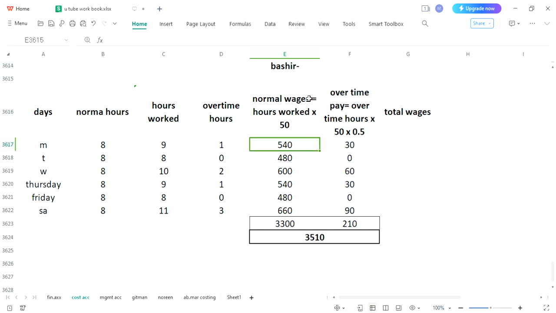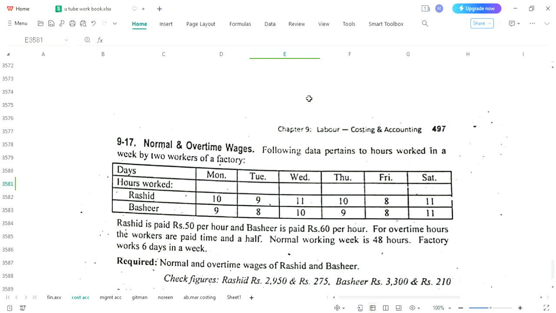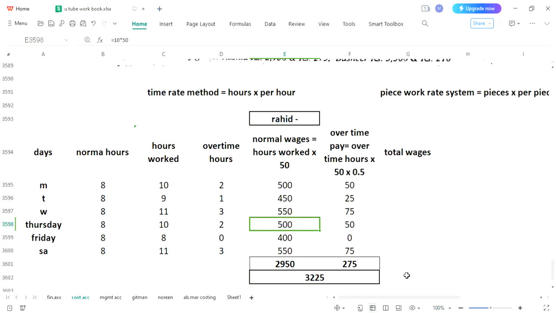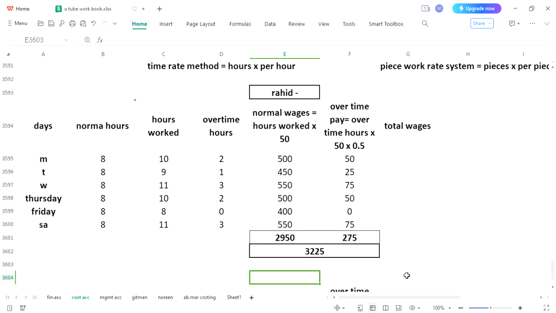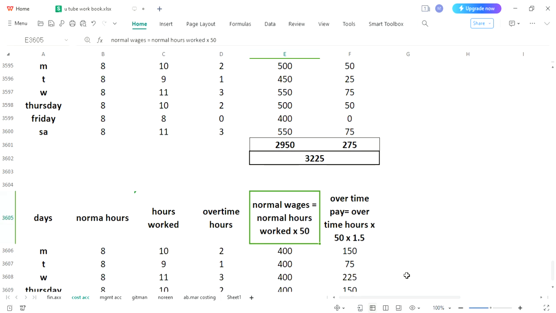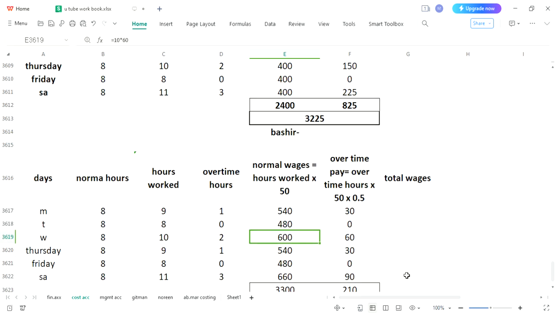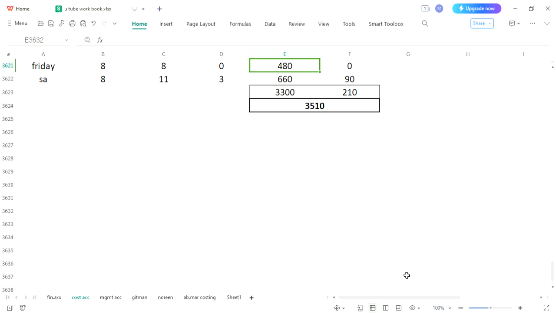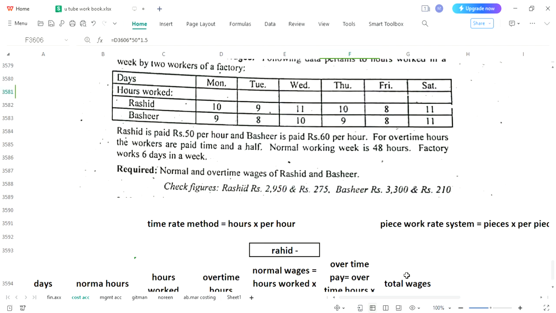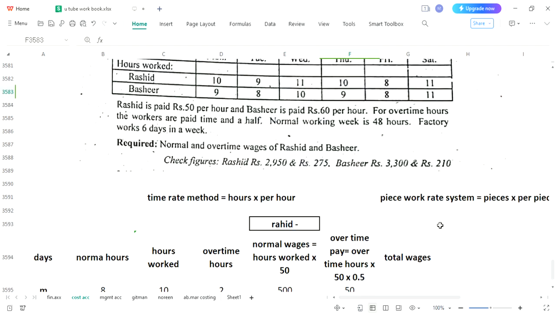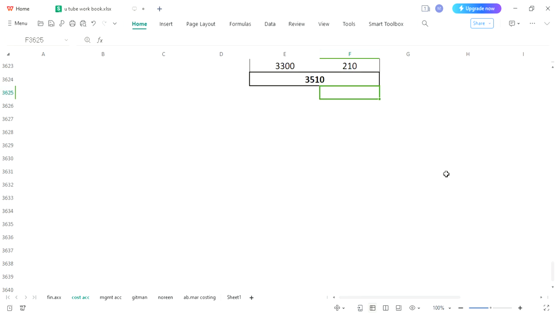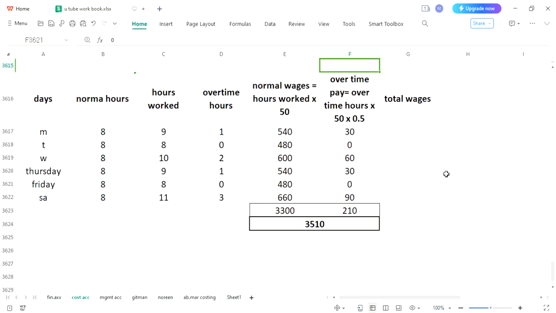As you can see, 3300 and 210. Answers are matched. So you only needed to compare your answers. Here you can see 3300 and 210, and 3300 and 210 is present. Answers are matched. You are not needed to adopt the second method.